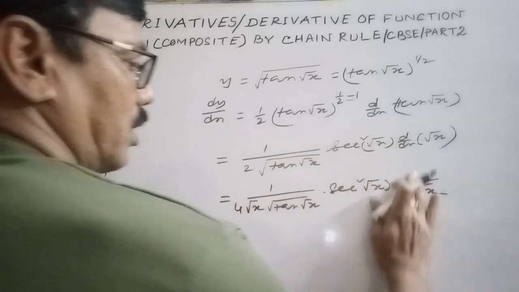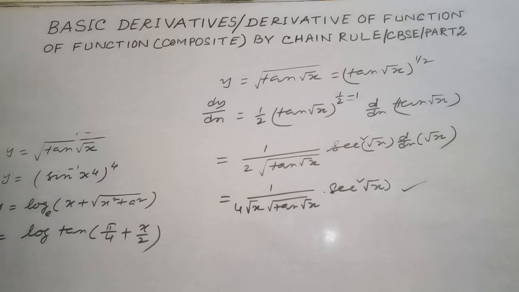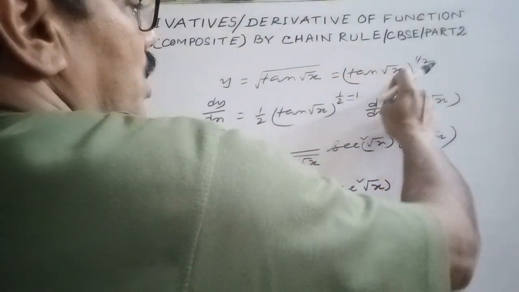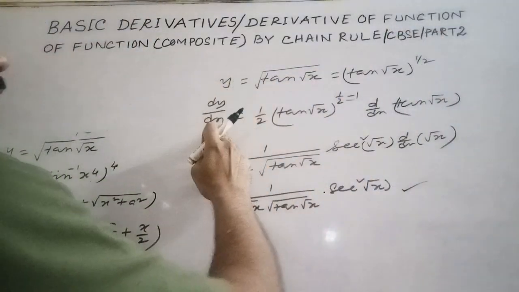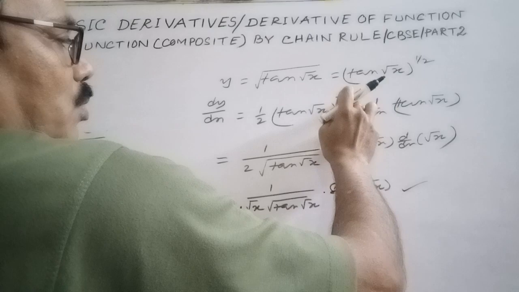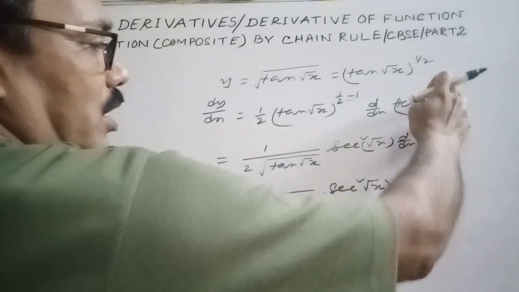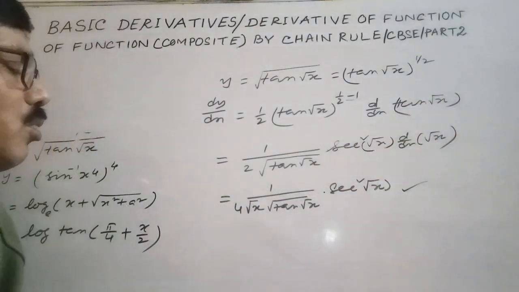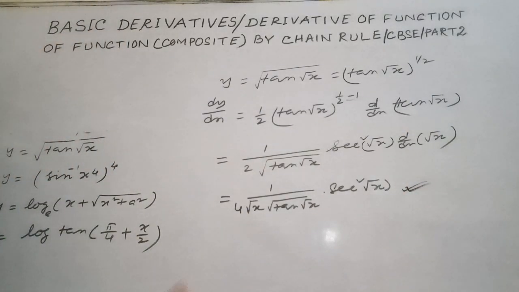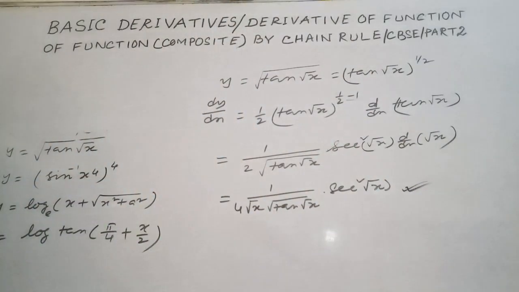4 into root x, sec square root x by root over tan of root x. So look at it again, root over this. So tan root x whole to the power half. So dy/dx. So x to the power n, half come forward, power diminished by 1 into d/dx of argument. Then derivative of sec square root x, d/dx of root x. Derivative of root x is 1 by 2 root x. So finally you will get this one, 1 by 4 root x, root over tan root x into sec square root x.